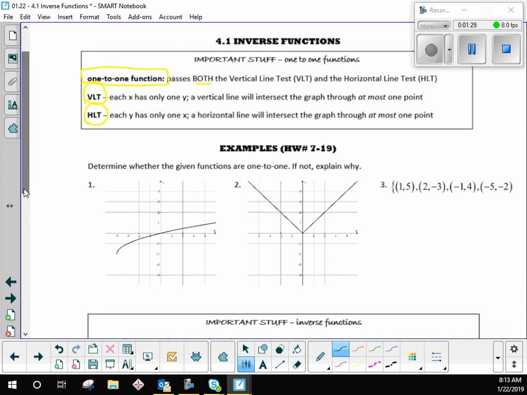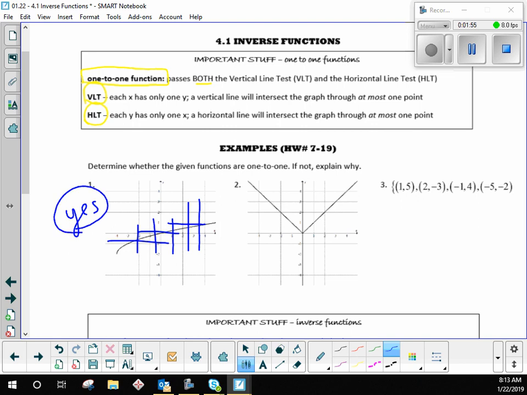So practicing those ideas for this first section, this corresponds to your homework numbers 7 through 19. Determine whether the given functions are one-to-one. If not, explain why. If you're looking at number 1, if you imagine any horizontal line going through, it will pass it only one place. Also, any vertical line that passes through will pass it only one place. So we will just say, yes, this is one-to-one.